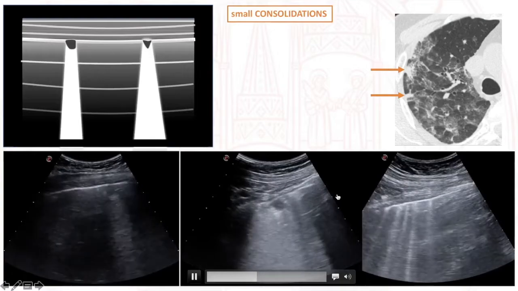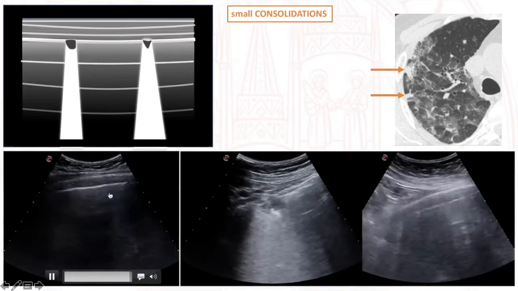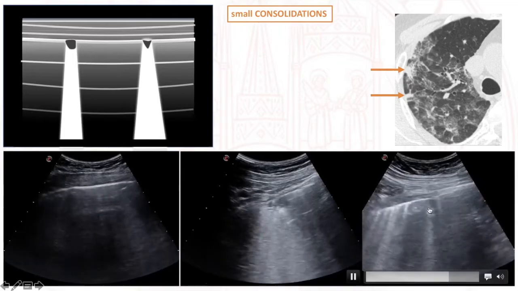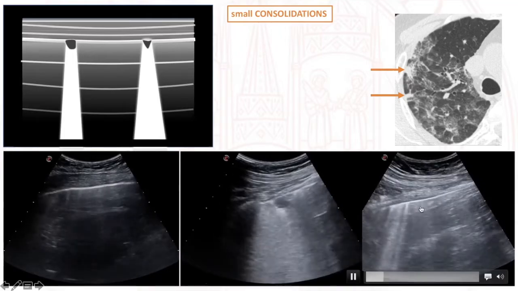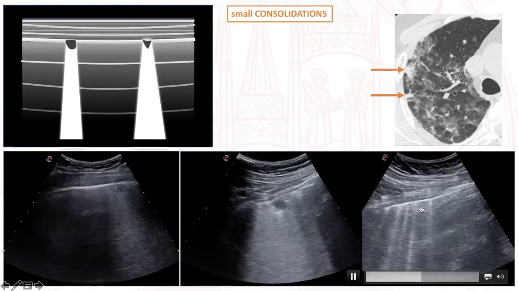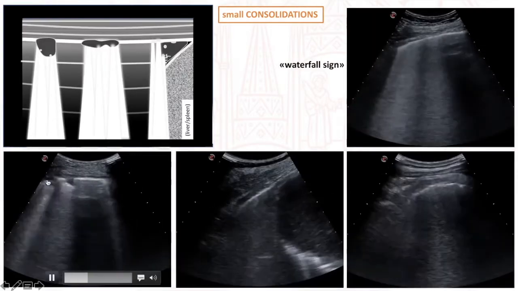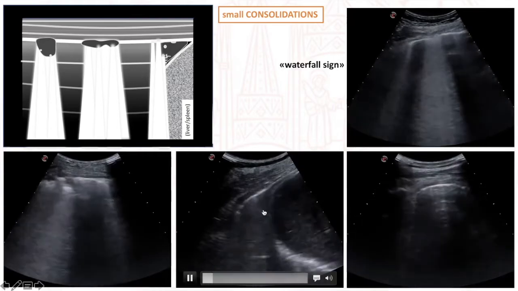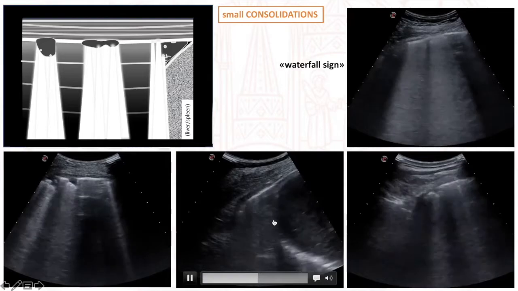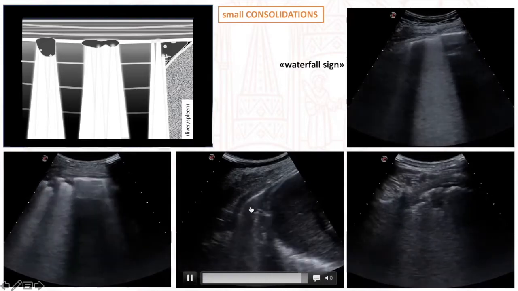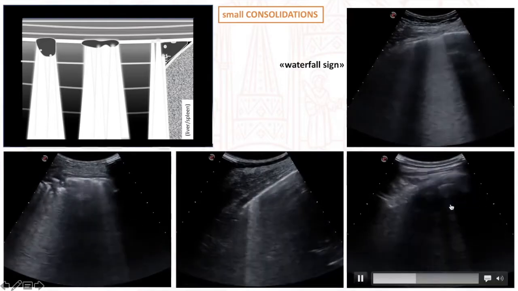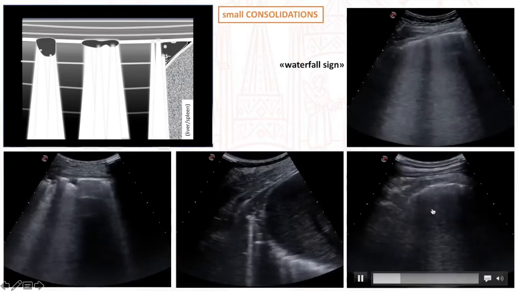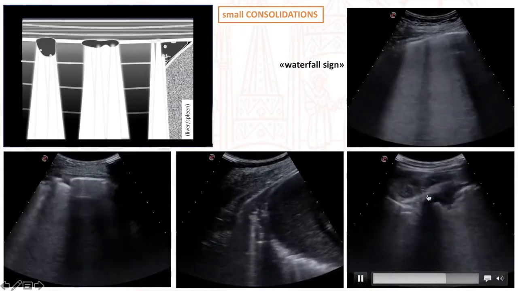Consolidations can be small, like in this case, a little subpleural consolidation, or a little bigger one, very little multiple ones like in this case, or they can be larger and confluent, like in this case. This is the base of the lung where a consolidation is appearing, which is also quite a typical place for them to appear. This is a bigger one, sorry, with a triangular shape.